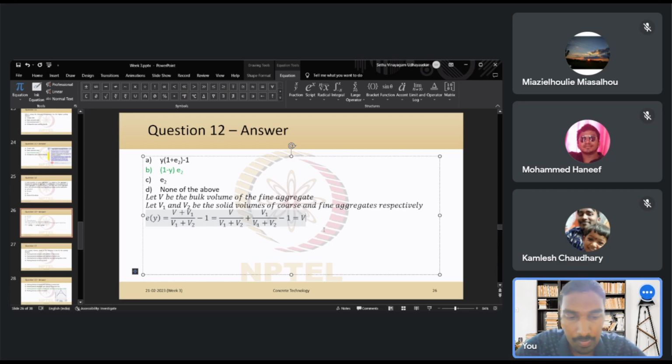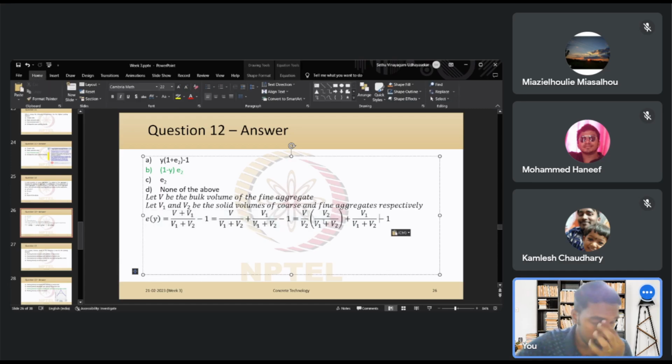So V by V2, and then it can be written as V2 by V1 plus V2. The other two terms are going to remain the same. What I have done is multiplied by V2 and divided by V2 for the first term. So it becomes V by V2 times V2 by V1 plus V2. The other two terms remain the same. Okay, so going to the next line.